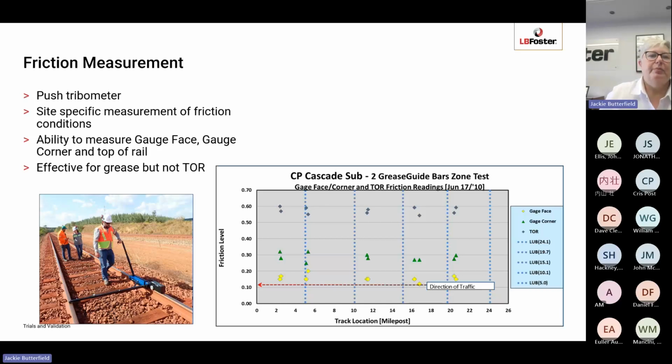Friction levels can be used to measure the carry down of greases. It's not so effective on measuring the carry down for top of rail materials in some conditions and depending on the products. So again, it's going back to using the appropriate measurement technology. And here you can see an example of a location. Several miles of track with tribometer friction measurements taken on gauge corner, gauge face, and also top of rail.